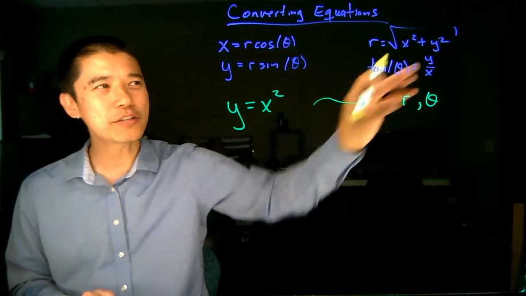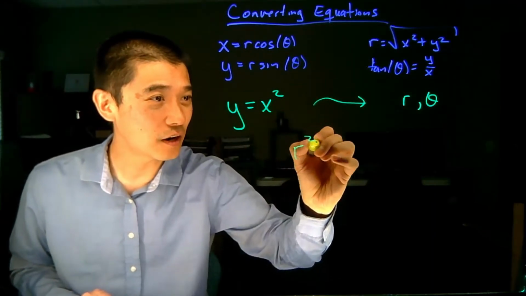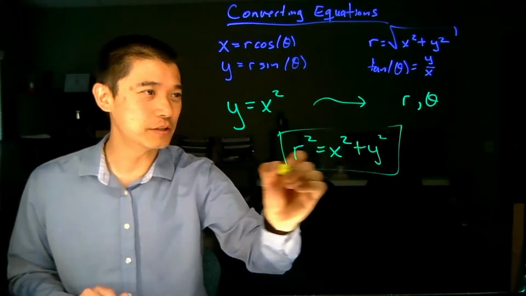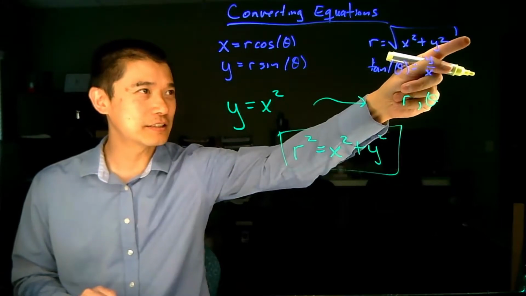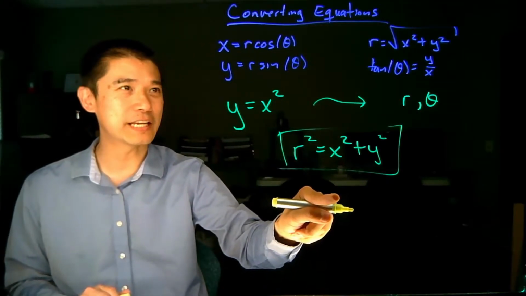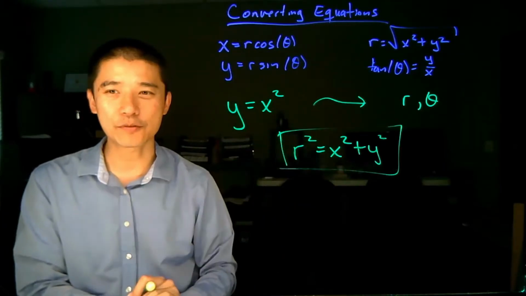Now, even though these are the forms of the equations, there's one other form of this, r squared equals x squared plus y squared. This form is also useful in doing these conversions. Basically, it's a representation of the Pythagorean identity when you actually substitute these in. So this is going to be useful for us when we do our examples.